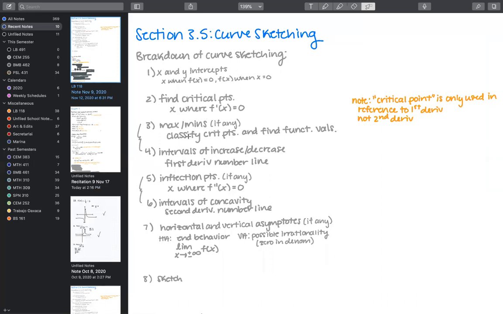If there are no critical points, you're definitely going to have to look and see if the function is increasing or decreasing and on what intervals. Same sort of deal. You're definitely going to want to look for your inflection points, but if there are none, you're still going to want to look for concavity. And then unless it's a simple polynomial, you're probably always going to want to look for your asymptotes and end behavior as well.